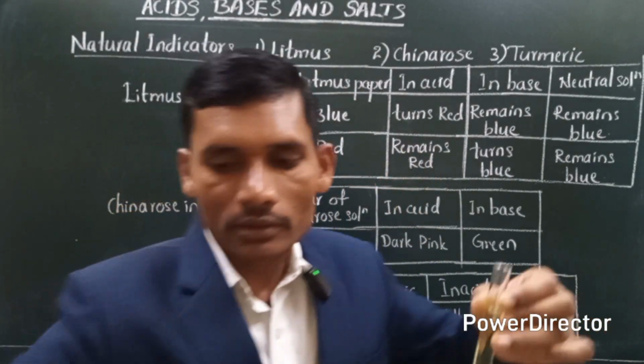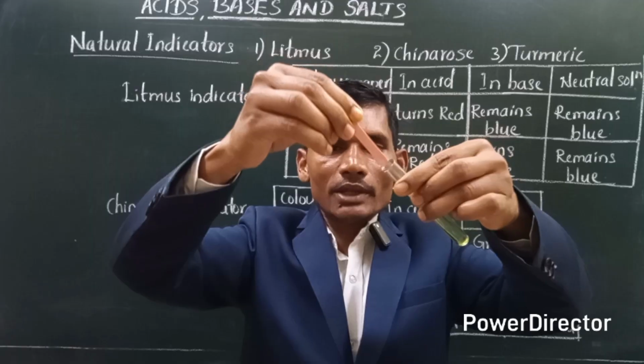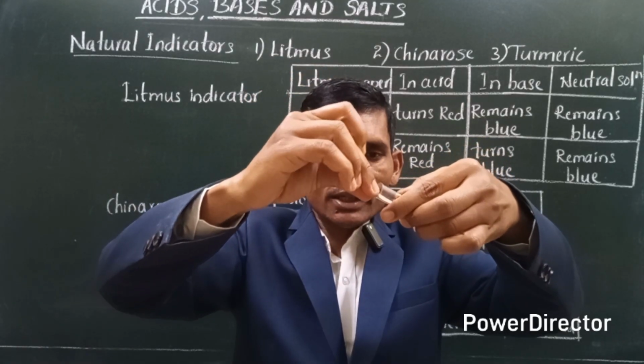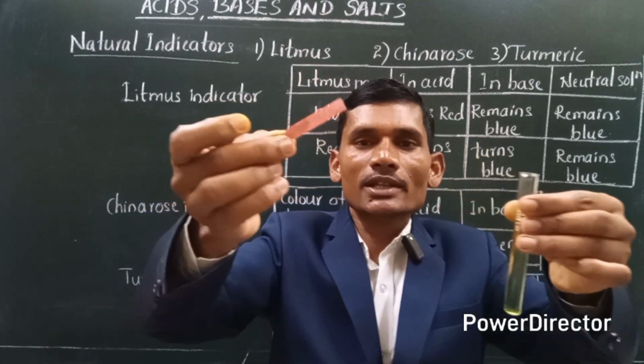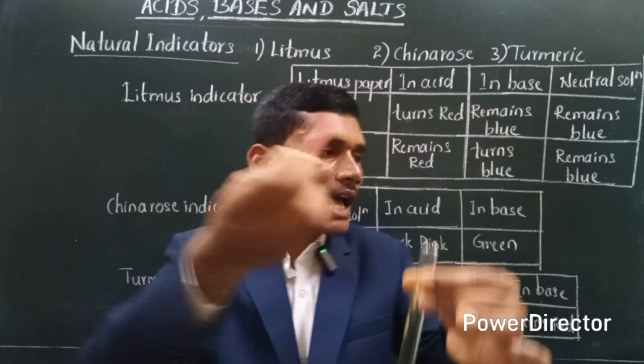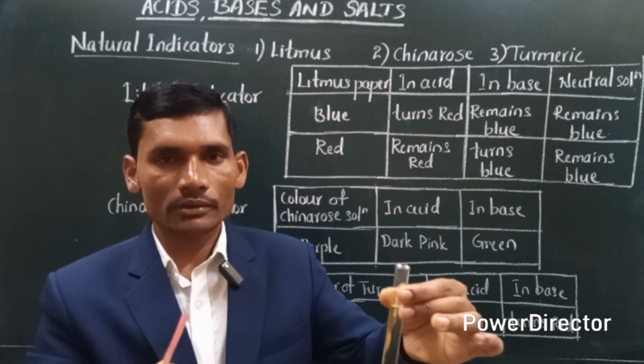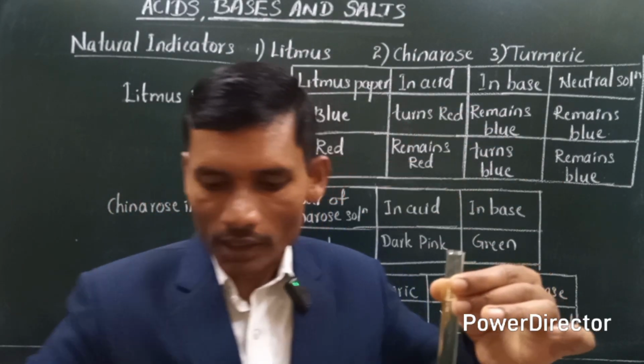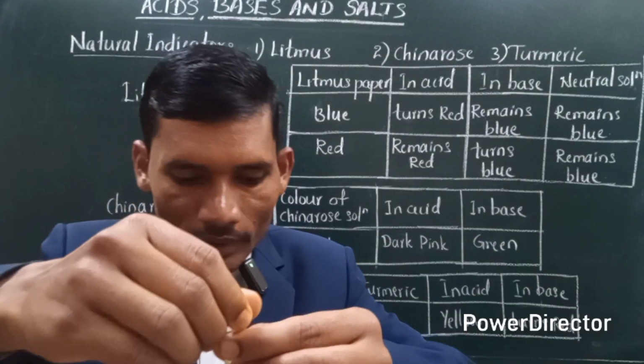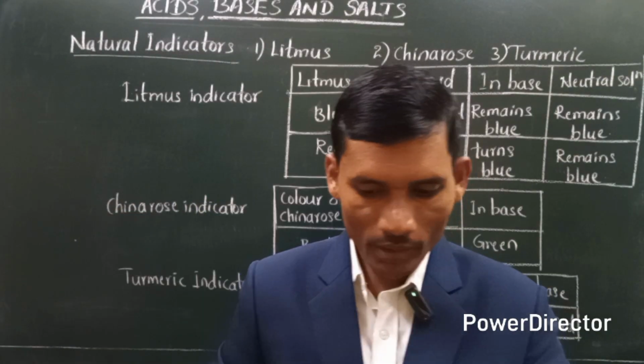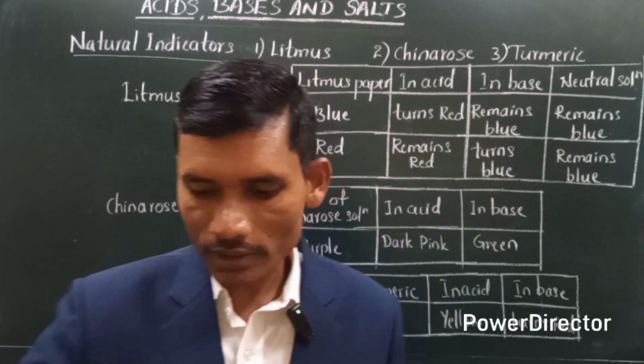If you take red litmus and dip that into this liquid, again it does not change its color. Means red litmus remains red itself, as we already wrote on the board here, right? It is not changing the color in acid, red litmus. Next, now coming to some other solutions.